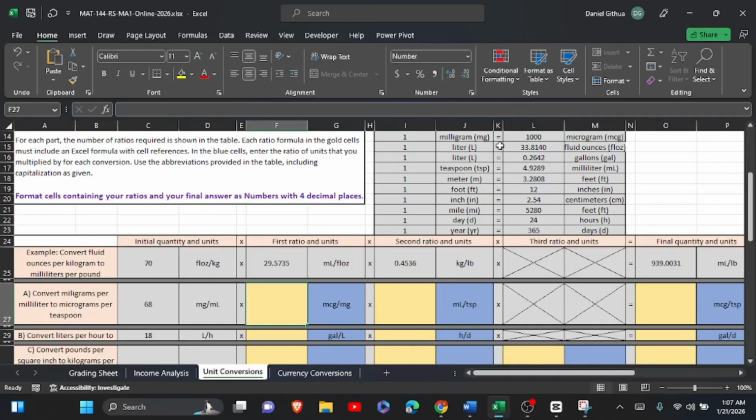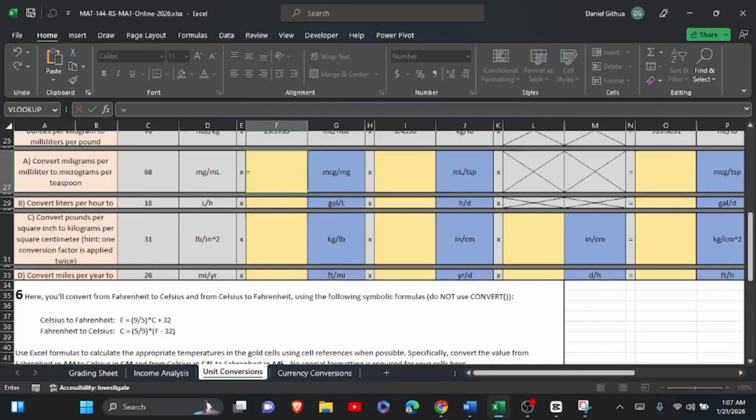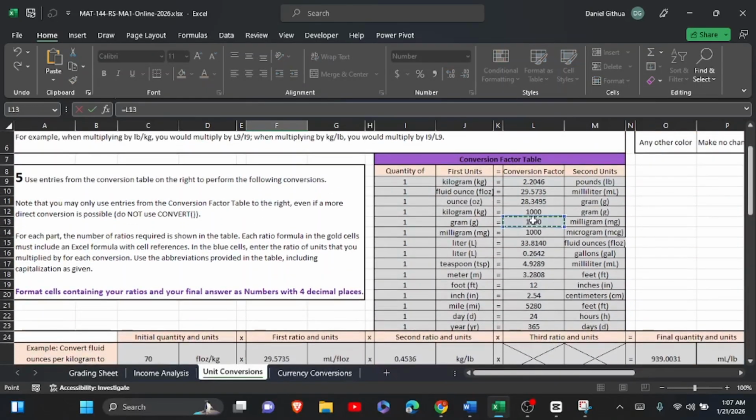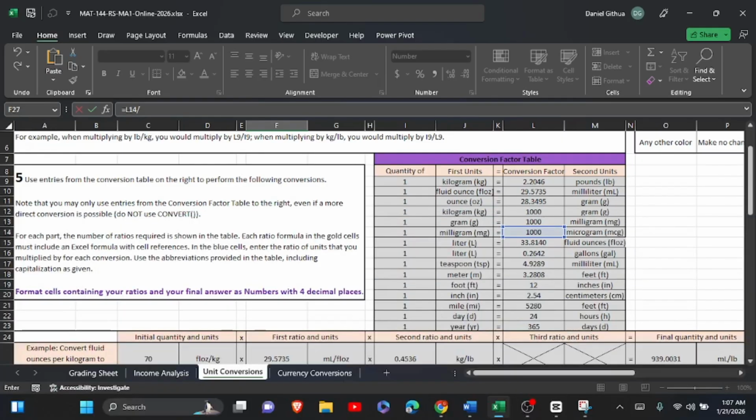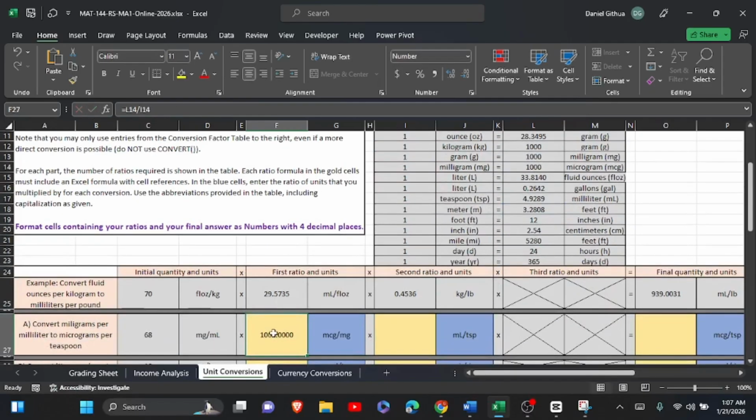if 1 milligram is equals to 1000 divided by, so we will just write is equals to 1000, this one, over, sorry, it's this one, divided by the 1 milligram. So that's how we convert to find this unit. We want to have microgram per unit.